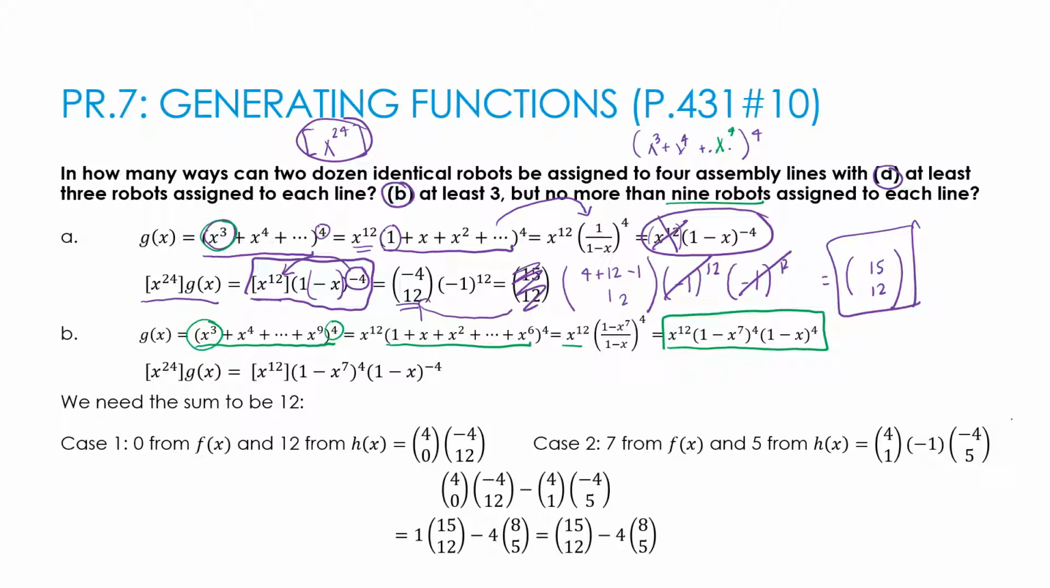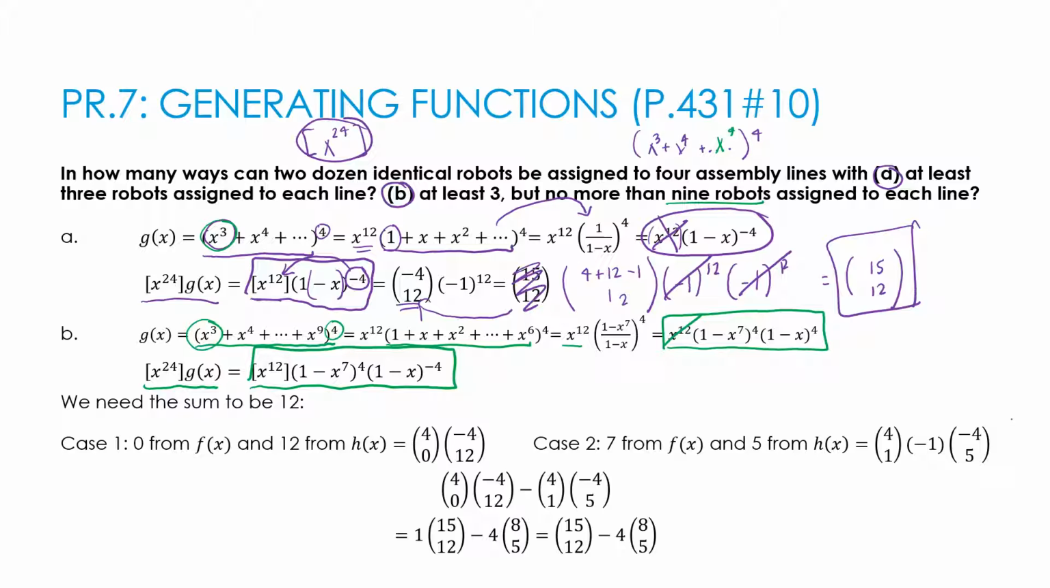Before I start doing my convolution, which is where I find the sum, I want to go ahead and shift it. So I'm looking for x to the 24th, but I'm shifting it 12 spaces. So here's what I'm finally looking for. I'm looking for the coefficient of x to the 12th, of 1 minus x to the 7th to the 4th power, and 1 minus x to the negative 4th power.